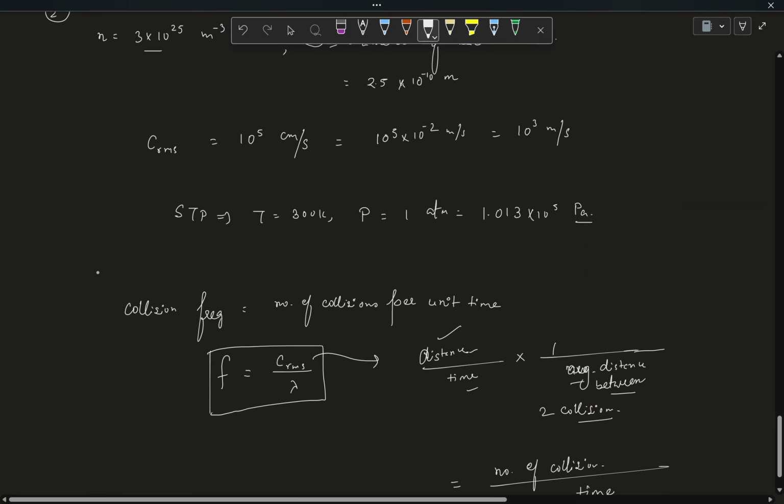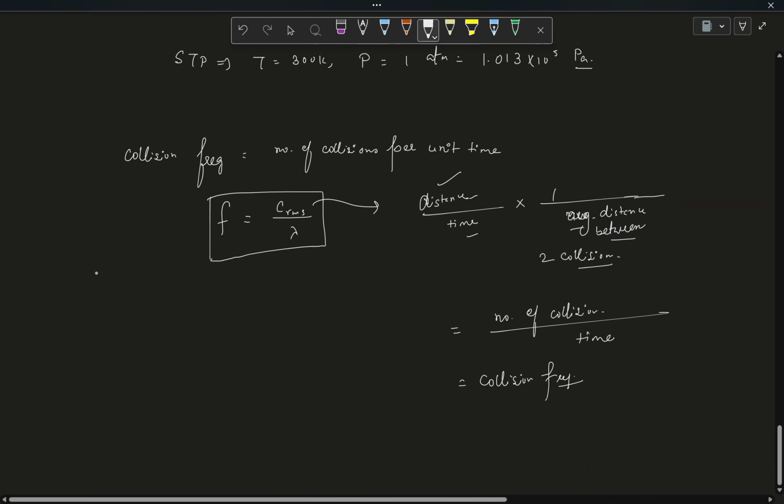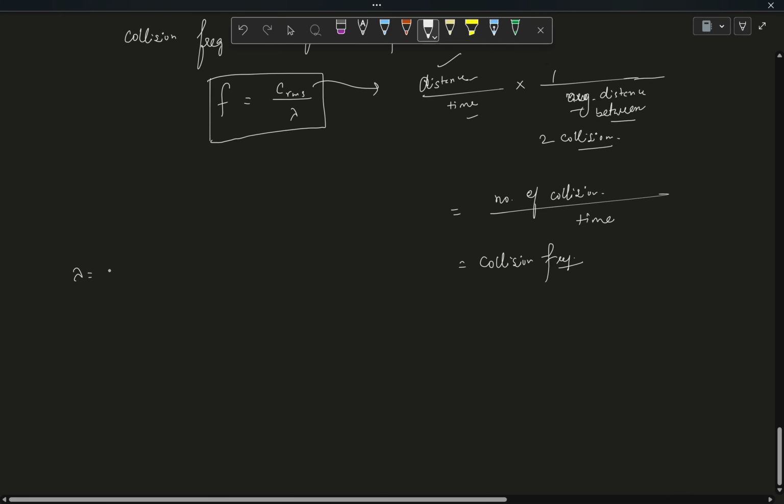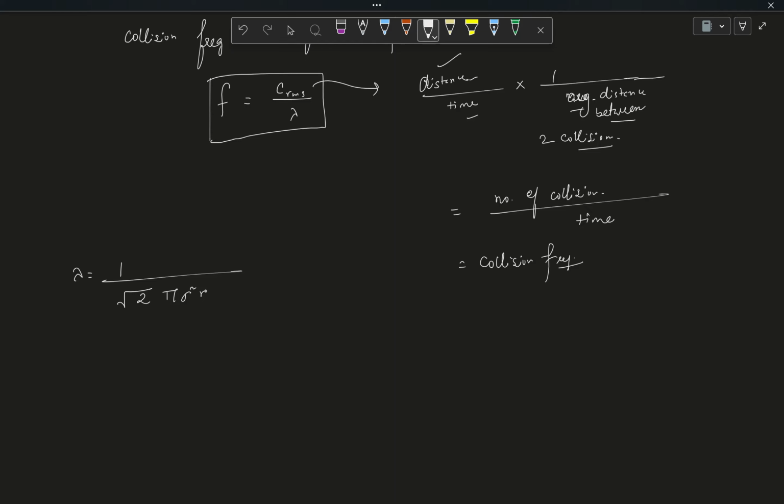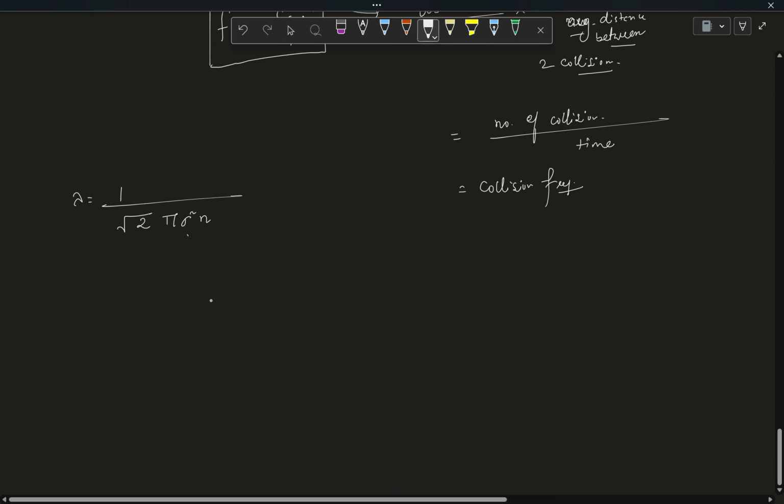And here you also have the lambda value known from the formula. You can check it from the lectures: lambda equals 1 over root 2 pi sigma squared n. This is the standard formula for lambda that you have to use, where sigma is the molecular diameter, not radius, diameter remember, and n is the molecular number density, which is the number of molecules per unit volume.